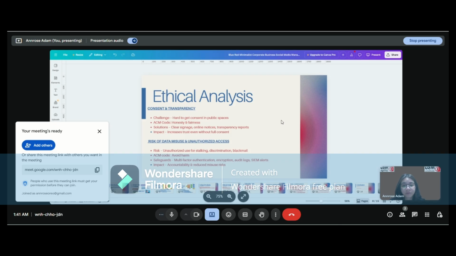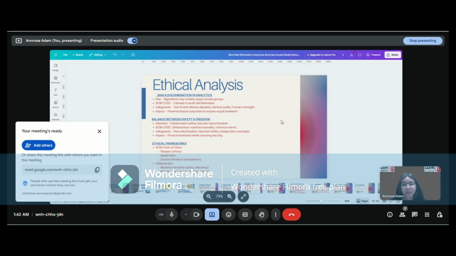The second one is risk of data misuse and unauthorized access. The risk is unauthorized use for stalking, discrimination, and blackmail from all of the data collected. The ACM Code of Ethics involved is to avoid harm. And as a safeguard, multi-factor authentication, encryption, audit logs, and SIEM alerts are integrated into the architectural design. The impact here is accountability and reduced misuse risks.